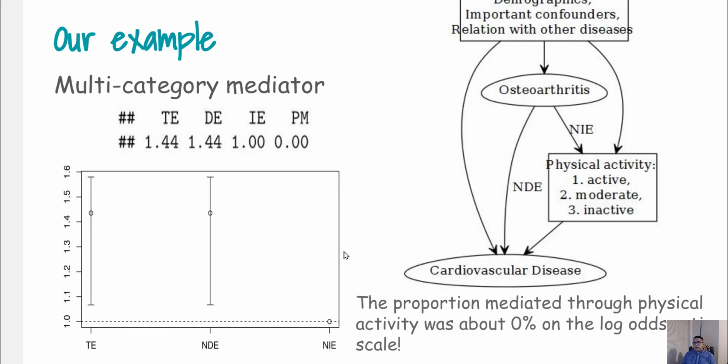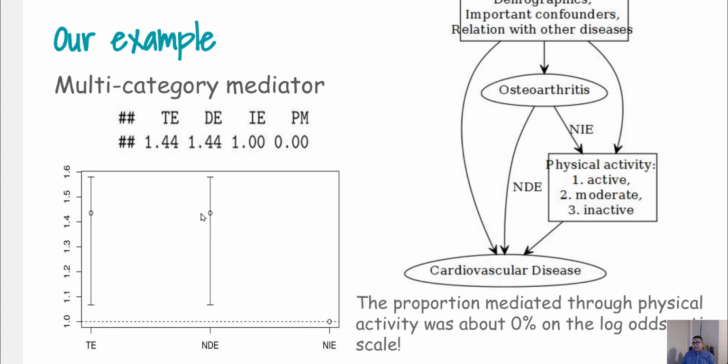In our example, when we use the physical activity in 3 groups, you can still get the total effect, direct effect and indirect effect from this kind of analysis. So for example, in this analysis that I'm showing here, there was no mediation going on with respect to this physical activity.